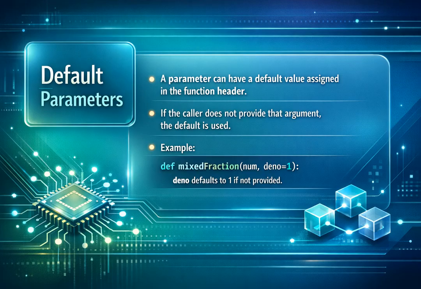A default parameter has a predefined value that is used when the caller does not provide that argument. For example, def mixed_fraction with deno equal to 1 means that if you call mixed_fraction(9), deno automatically takes the value 1 without you needing to specify it.